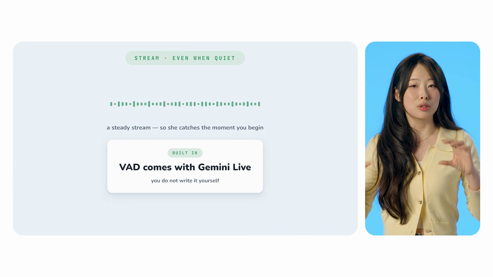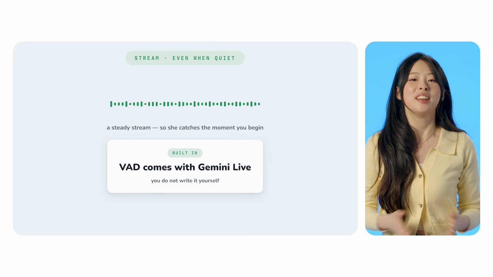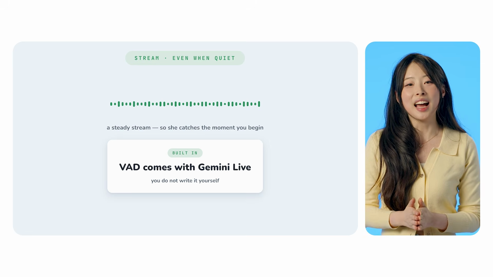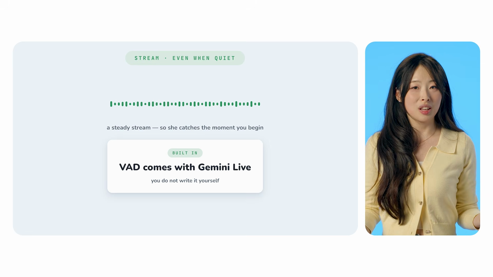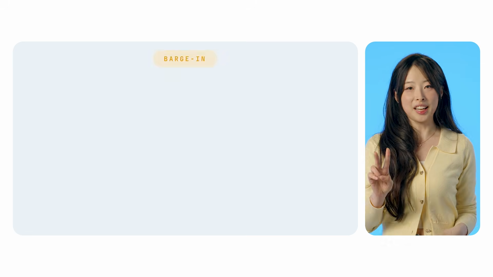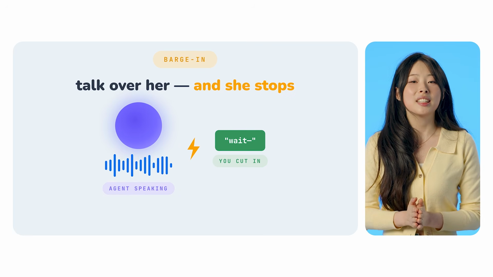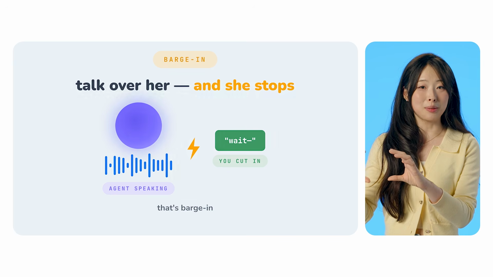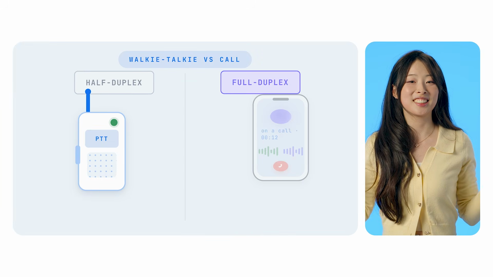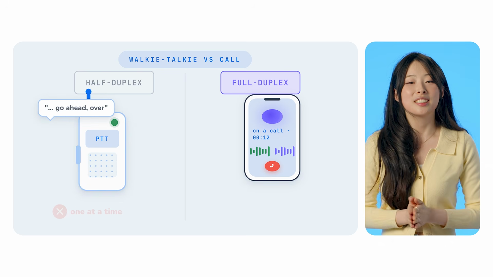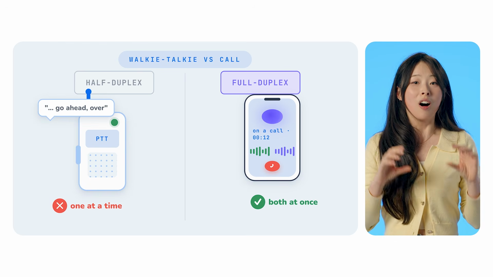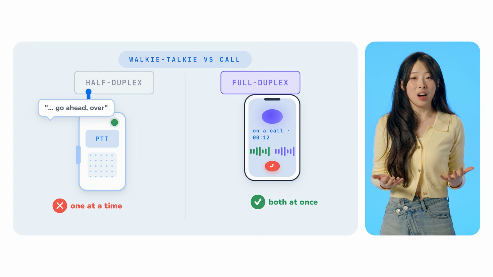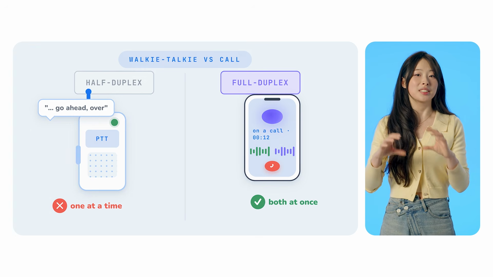That is also why you stream audio even when you're quiet. The model needs the steady stream to catch the moment you begin. With Gemini Live, VAD is built in. You do not have to write it yourself. Second, you can interrupt her. That is Barge-in. Barge-in means you can talk over the agent, and it stops. A walkie-talkie cannot do this, and a real conversation can. The same VAD that detects your turn also notices when you start talking over the model. When that happens, the model stops itself, and it sends an interrupted signal.